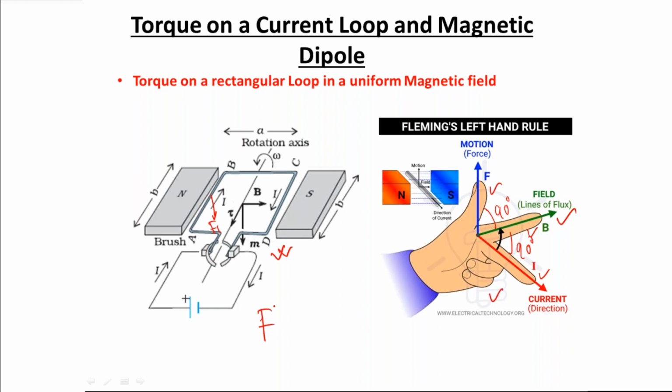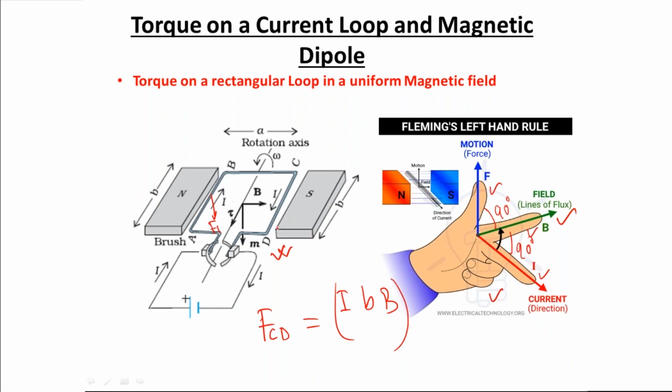So if you apply Fleming's left hand rule to find out the direction of the force on this CD wire, first of all, let me write down: same current and the same length B, so this also will be the same in magnitude. This is I, L is B, and this is B, because current and magnetic field directions are perpendicular to each other. So I take sine 90 degrees, which is 1. So this is the magnitude of the force on this CD.